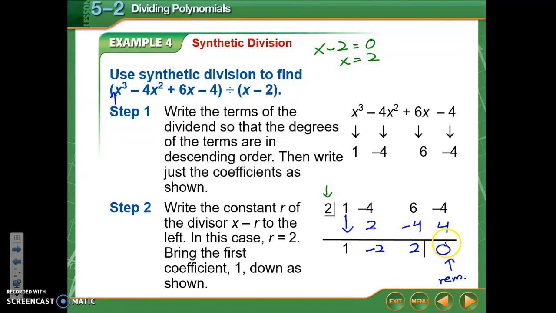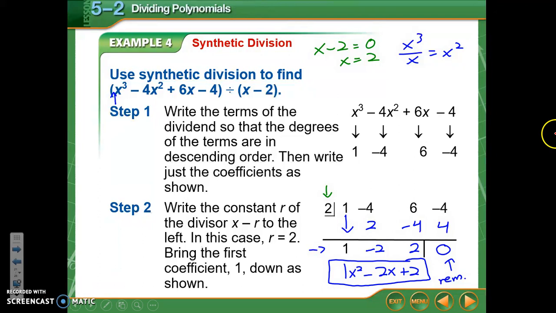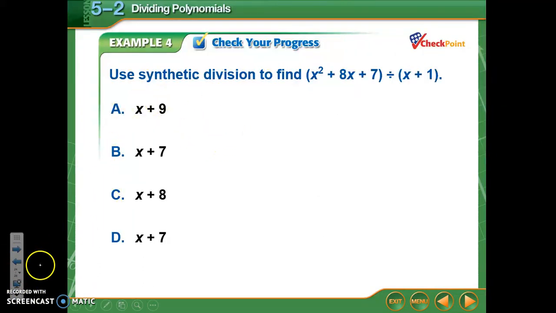So in this case, there's a remainder of 0, which means that x minus 2 is a factor or divides evenly into x cubed minus 4x squared plus 6x minus 4. So the cool thing is now that we have these numbers, I know that I did something that was x cubed divided by x to the first, right? I know that x cubed divided by x is x squared. So that's going to be the degree of my answer. So I just have to rewrite this as 1x squared minus 2x plus 2. And since there's no remainder, this would be my final answer. That is my quotient. So you guys try the same thing with this one.